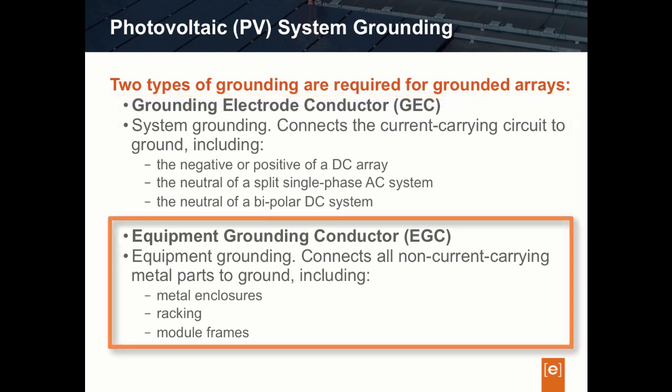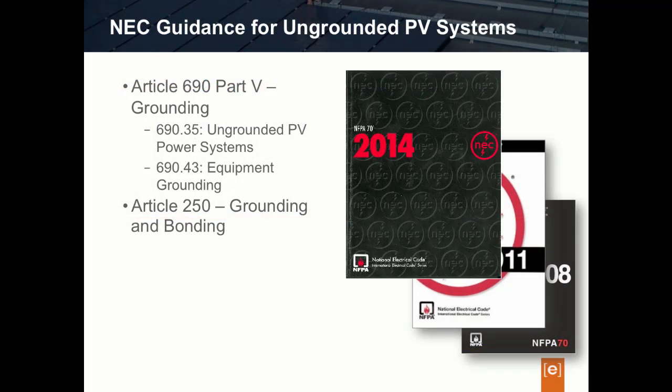Also, the non-current carrying components of the equipment, such as the module frames, racking, and other metal enclosures, require an equipment grounding conductor, or EGC. However, the National Electrical Code does provide guidance for implementing ungrounded PV arrays, which carry additional safety benefits.